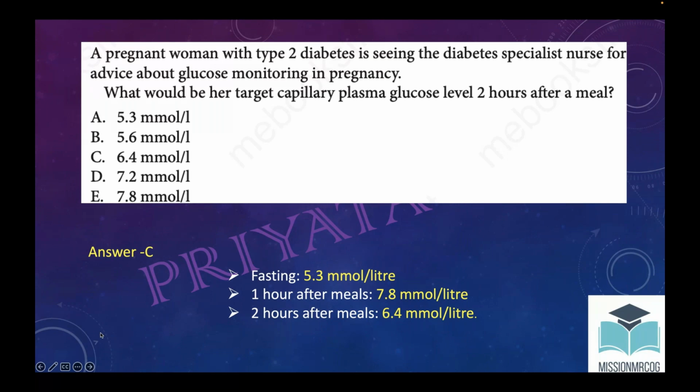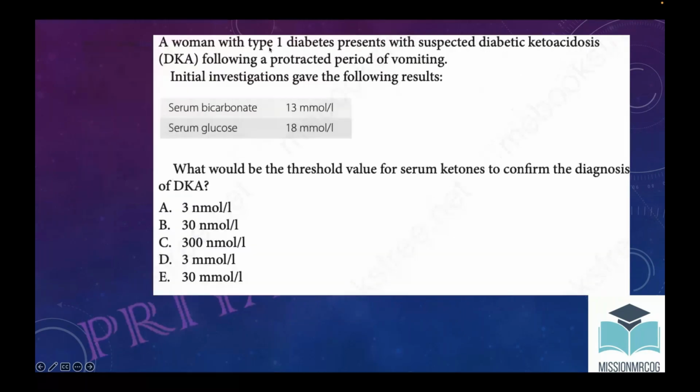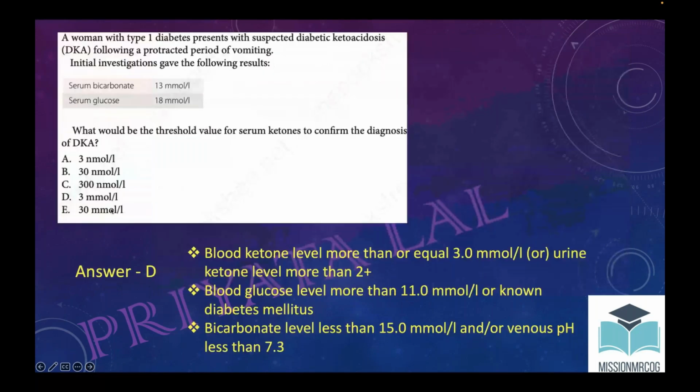Now the patient with ketoacidosis. What will be the threshold of ketones to confirm the diagnosis? 3 millimole per liter. Yes, D. So blood ketones more than 3, urine ketones more than 2, blood glucose more than 11, and bicarbonate less than 15.